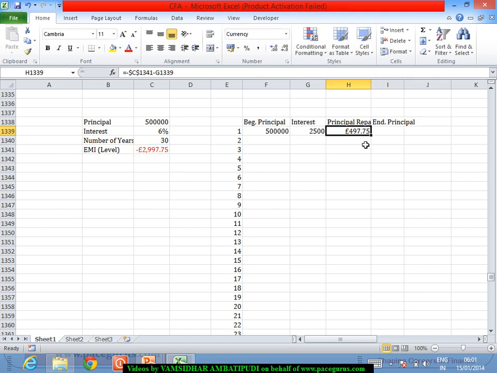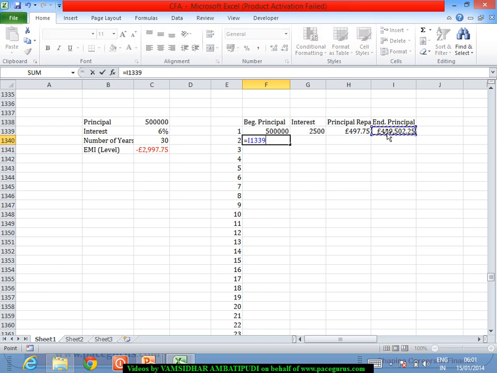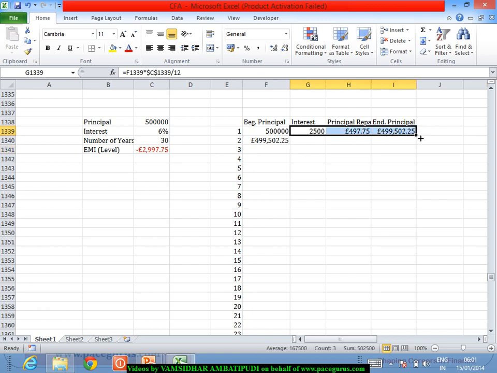This is saying that this is going towards the principal repayment, which means my principal is getting reduced by this much amount. So at the end of the first month, the outstanding principal from my side is $499,502. Thus that becomes the beginning principal for the next period. And let me see if this works out now. If I'm dragging it, yes, this is the interest repayment, this is the principal repayment. So my principal is coming out to this level.